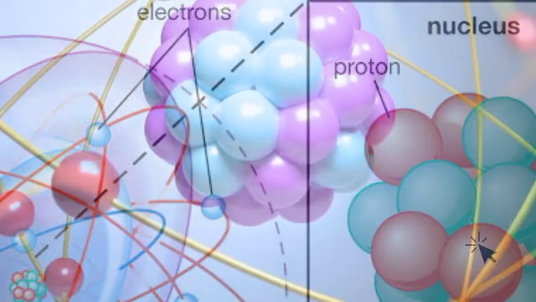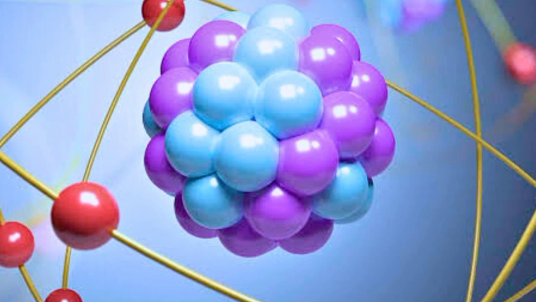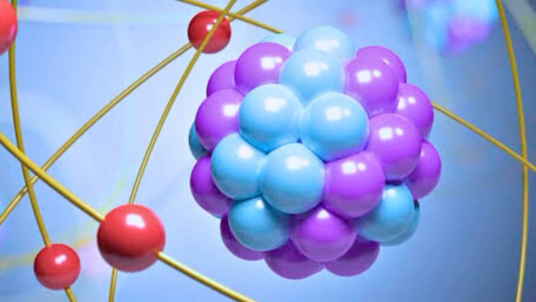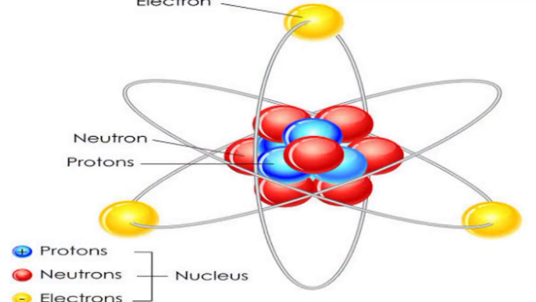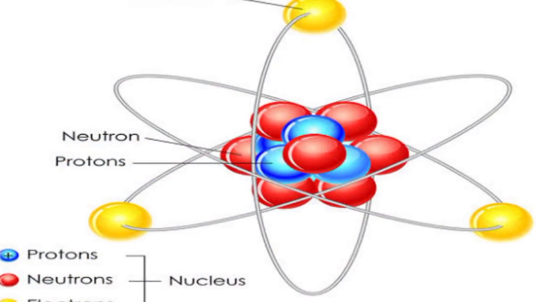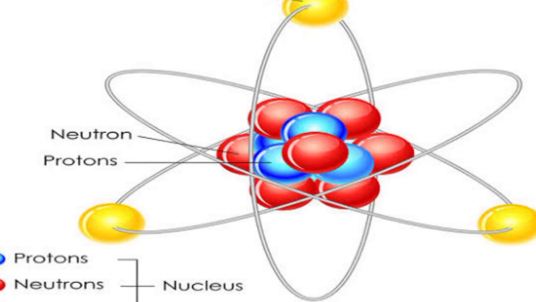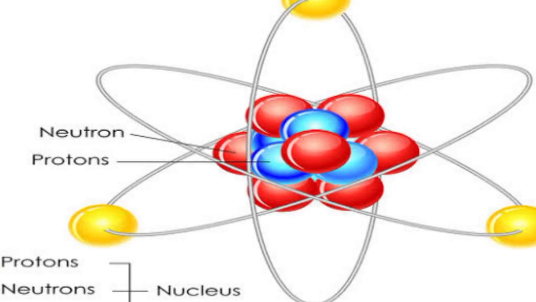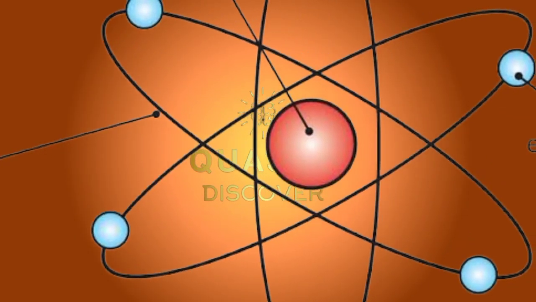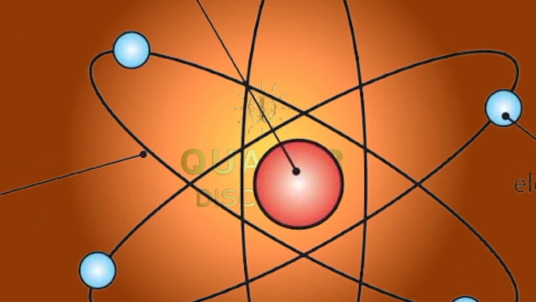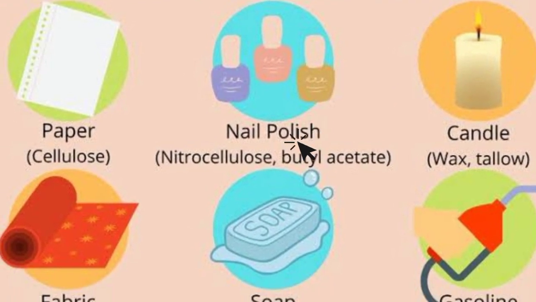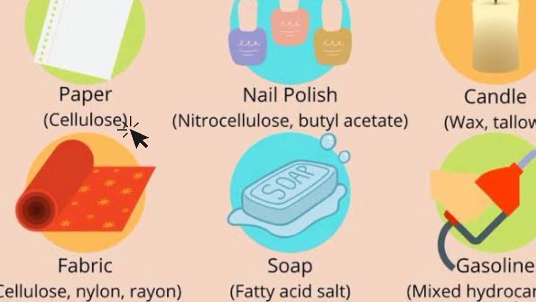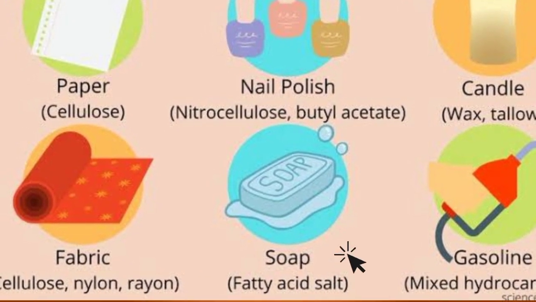Atoms have a nucleus surrounded by moving electrons. The nucleus is the structure at the center of an atom. A proton is a small positively charged particle. A neutron is a particle that has no charge. Electrons are negatively charged particles. A compound is something made of two or more elements that are put together.